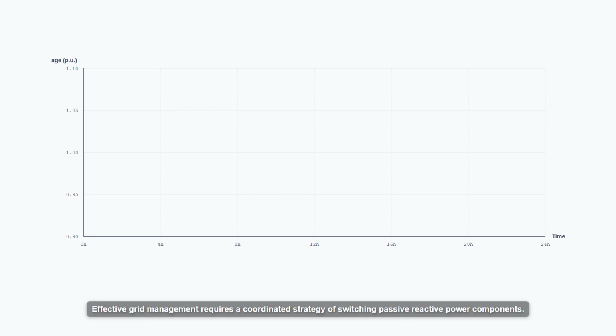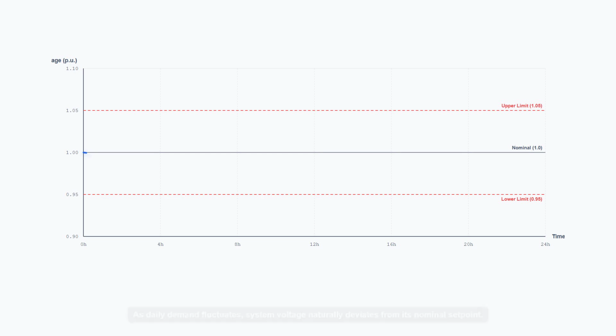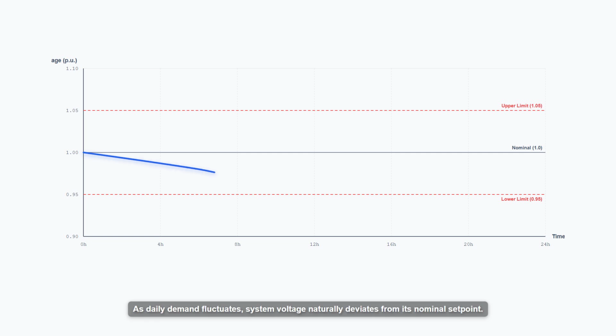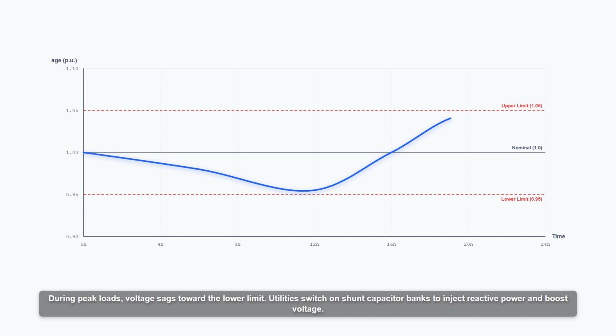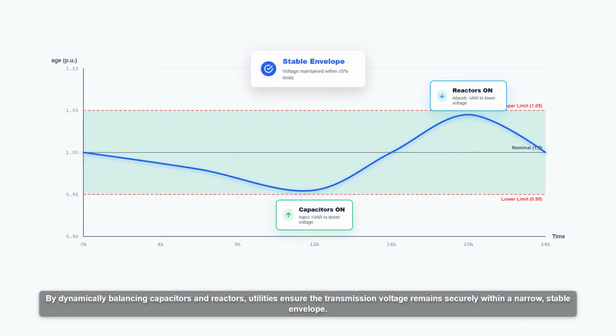Effective grid management requires a coordinated strategy of switching passive reactive power components. As daily demand fluctuates, system voltage naturally deviates from its nominal set point. During peak loads, voltage sags toward the lower limit. Utilities switch on shunt capacitor banks to inject reactive power and boost voltage. Conversely, during light loads, the Ferranti effect causes voltage to rise. Shunt reactors are engaged to absorb excess reactive power. By dynamically balancing capacitors and reactors, utilities ensure the transmission voltage remains securely within a narrow, stable envelope.